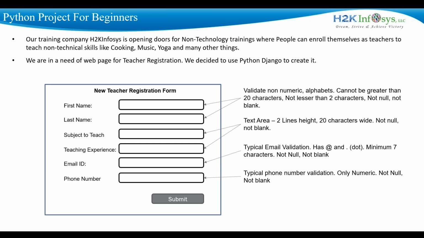We have some validations on every field, like validate non-numeric alphabets. It cannot be greater than 20 characters, not lesser than 2 characters, not null, not blank for first name. You can see that these validations are mentioned here. This particular PPT will also be shared with you.